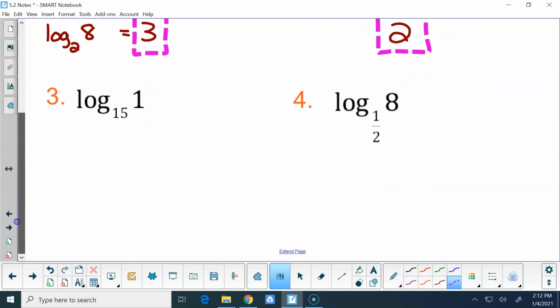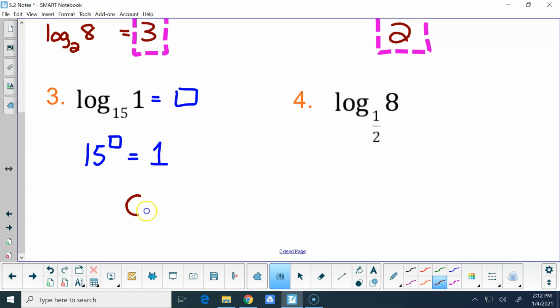A couple of special ones here now. Okay? What exponent do I have to put onto 15 to get 1? Well, anything to the 0 power is 1. Okay? So that one is 0. There, I can have an exponent of 0. I can't have a base of 0.